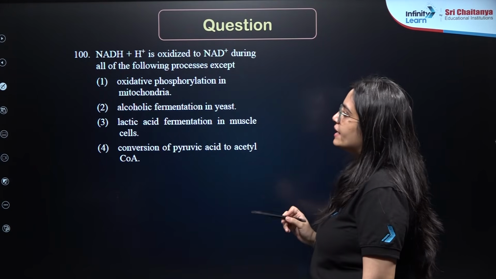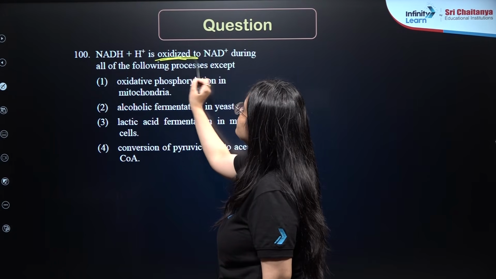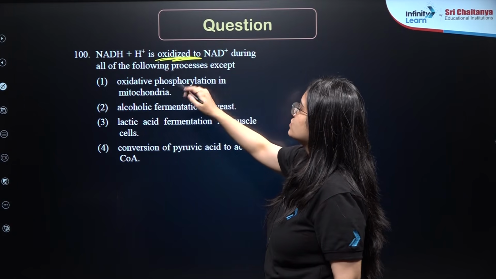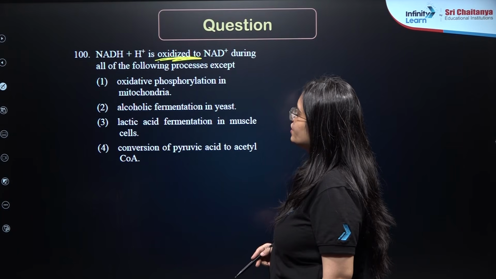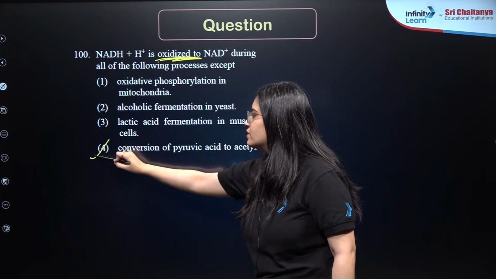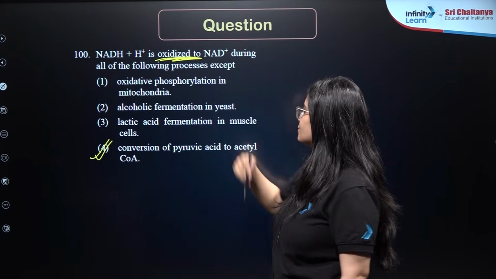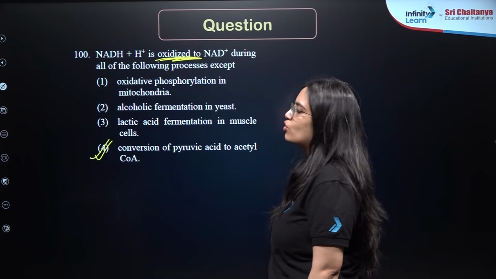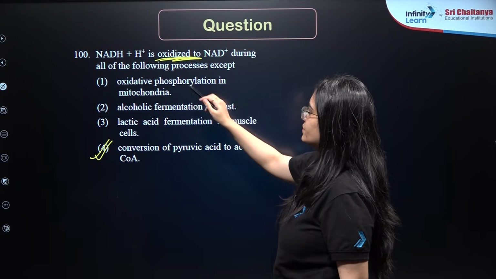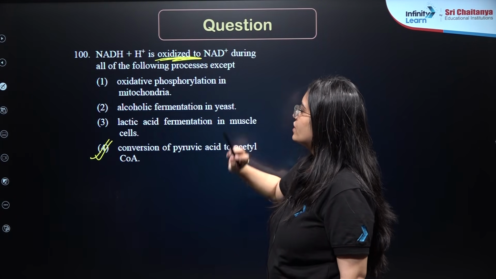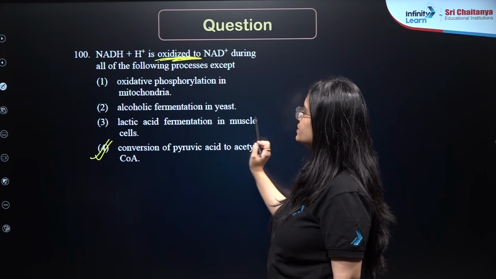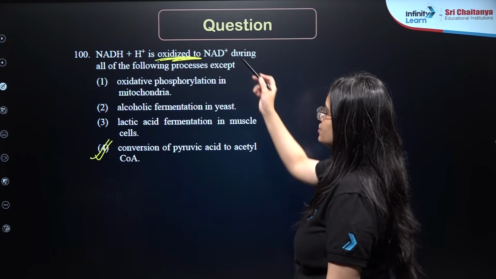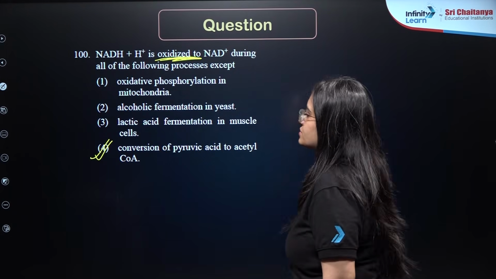Okay, NADH plus H+ is oxidized to NAD+. That means NADH plus H+ is utilized. So NADH plus H+ is oxidized to NAD+ during all the following processes except here. Fourth one, conversion of pyruvic acid to acetyl CoA. Here oxidation of NADH plus H+ into NAD+ is not happening. So except that, NADH plus H+ is getting oxidized in oxidative phosphorylation, mitochondria, alcoholic fermentation, lactic acid fermentation. In the rest 3, NADH plus H+ is oxidized to NAD+ except in the 4.